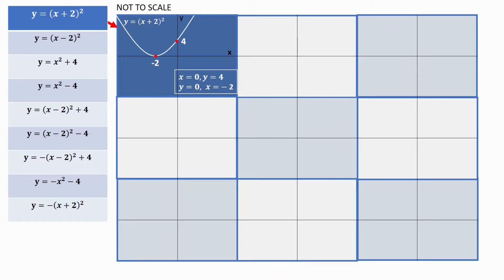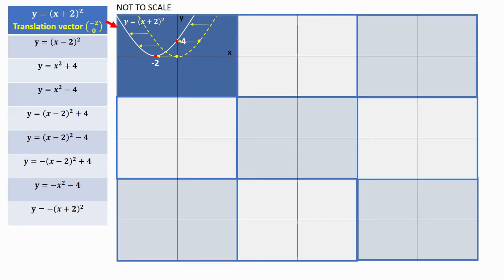With only one point touching the x-axis and no negative values for y, then (negative 2, 0) must be the turning point. Drawing y equals x squared, each point on y equals x squared is moved 2 units to the left. So the transformation is a translation with vector (negative 2, 0).